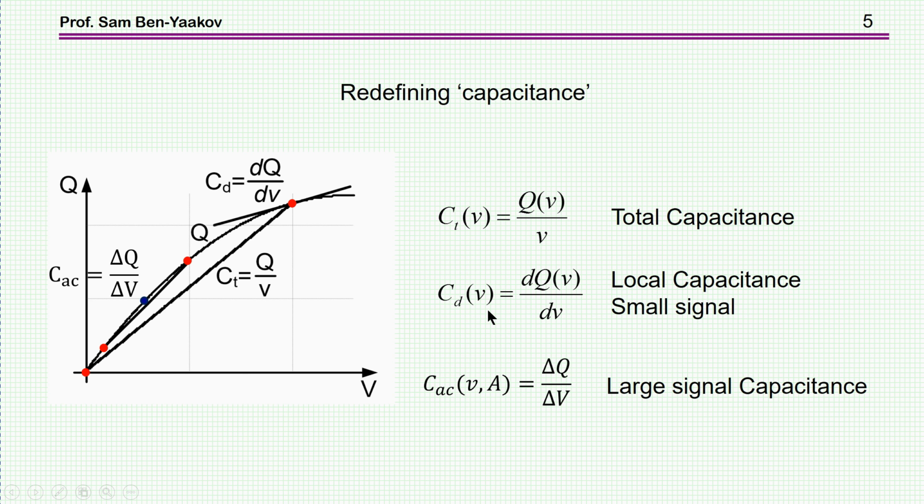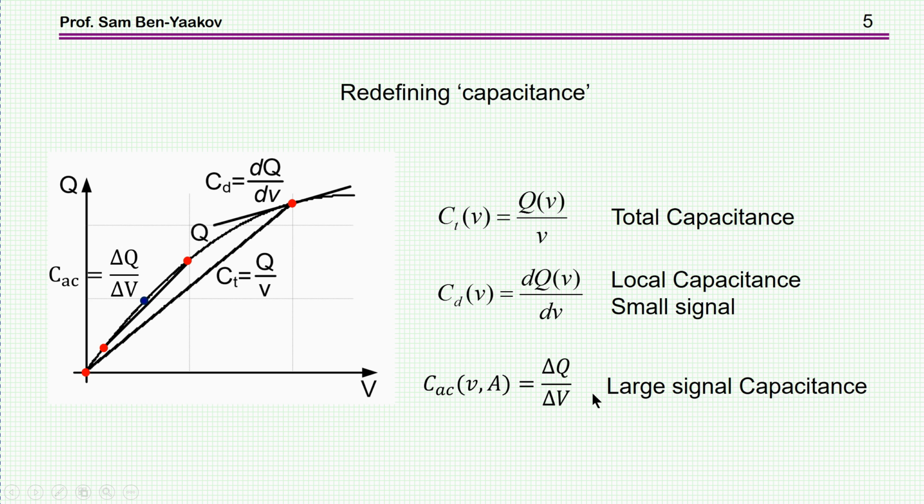The second definition of capacitance, I call it local capacitance. Some people call it small signal capacitance. This will be the derivative at any given voltage. For example, this slope here, this derivative, delta Q over delta V, can be defined as the local capacitance in this region. So when you have a signal which is moving this way, then this will be the capacitance at this particular point. Again, for each other point, there will be a different value of capacitance.